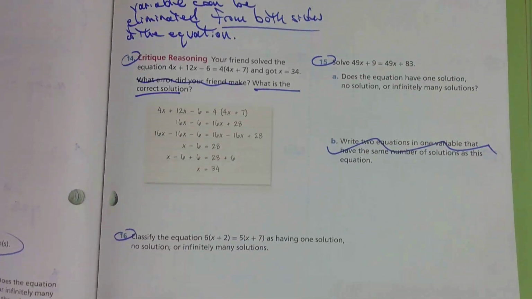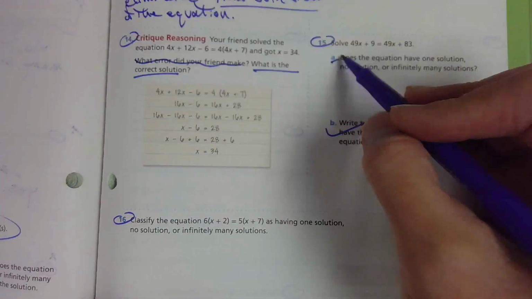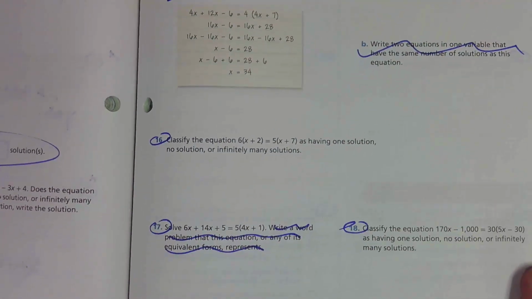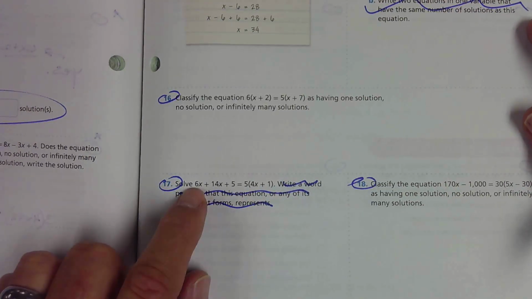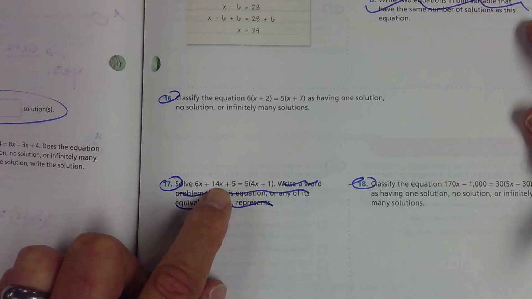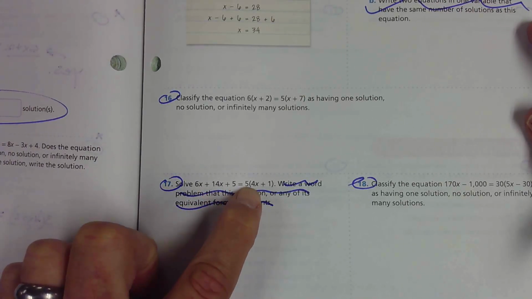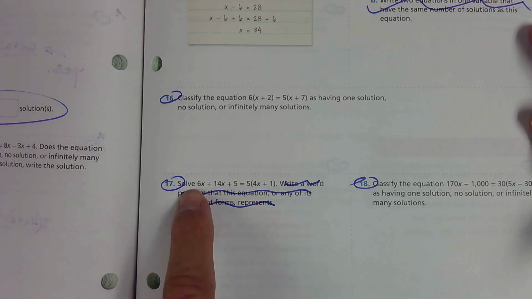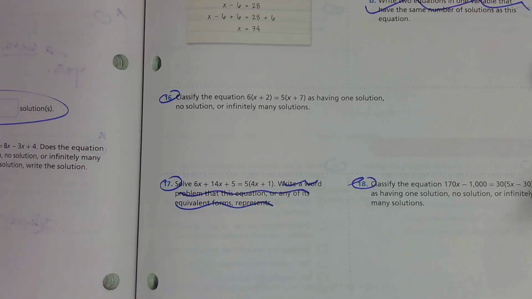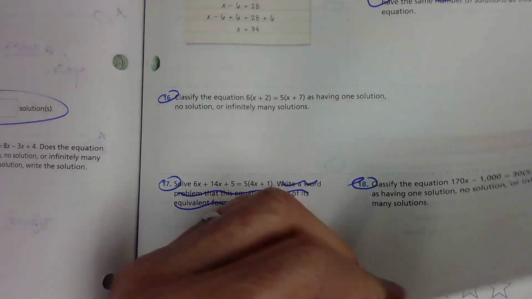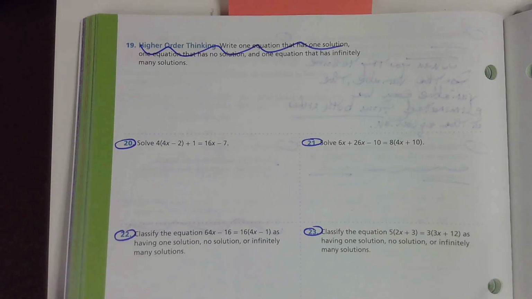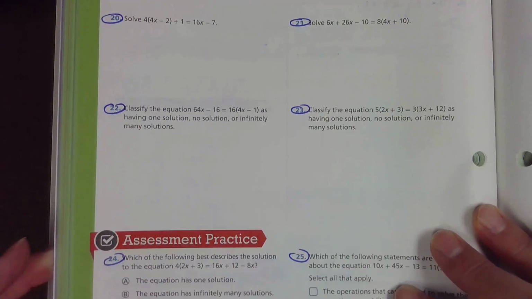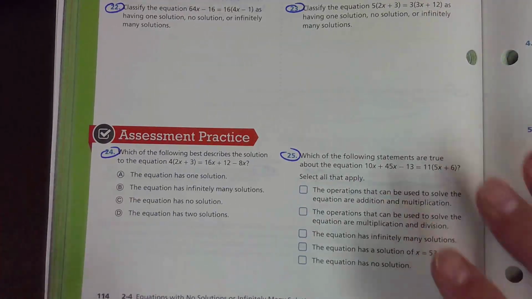15A, do that. Scratch out B, not worried about it. 16, circle that. 17 down at the bottom. I just want you to solve it. Solve 6x plus 14x plus 5 equals 5 times (4x plus 1). Solve it. 18, circle that. 19, scratch it out, not worried about it. 20, 21, 22, 23, 24, and 25. Circle all those.